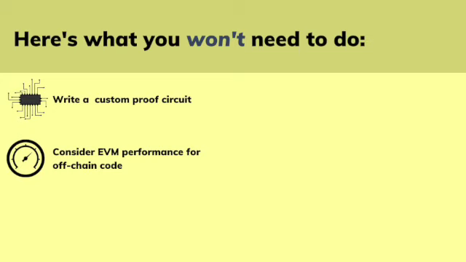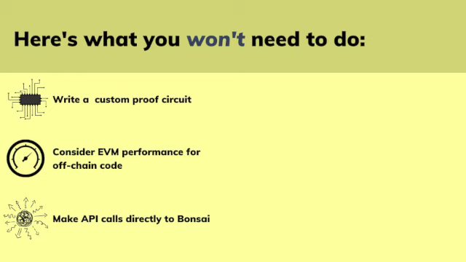You're running it inside of a general purpose virtual machine that, for our purposes, you can think of as just being a coprocessor, an off-chain coprocessor. You also won't need to make API calls directly to Bonsai. So for this particular kind of project, you can leave the calls to our relay and we'll handle it for you. So you also don't need to develop with unfamiliar tools. A lot of you will be familiar with Foundry.